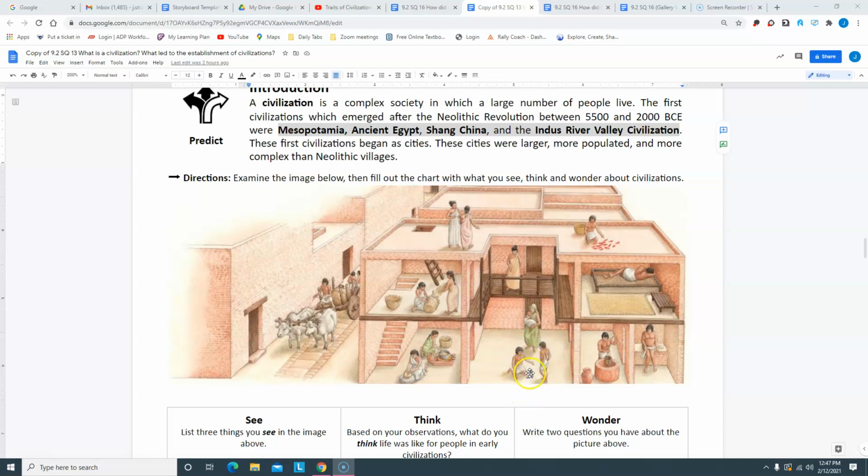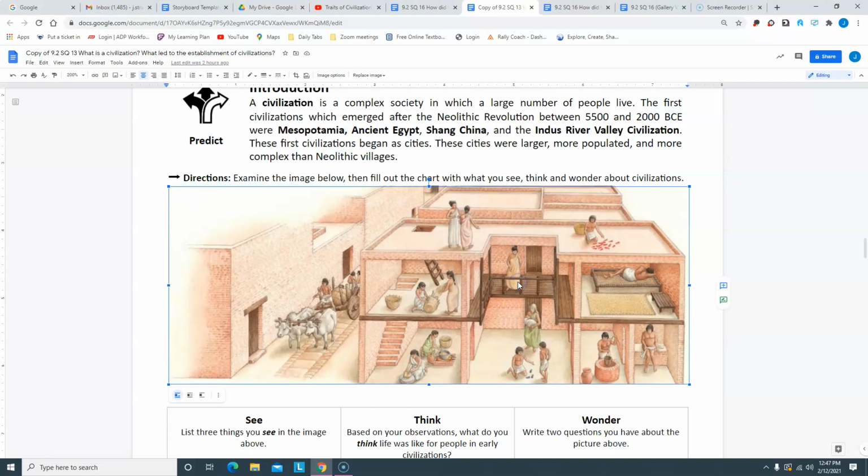So engaging in some sort of leisure activity. Here's a woman up here on this sort of catwalk, and she's kind of looking down upon this group here. Maybe she is the matriarch of the family, which means she's the head female in the family.